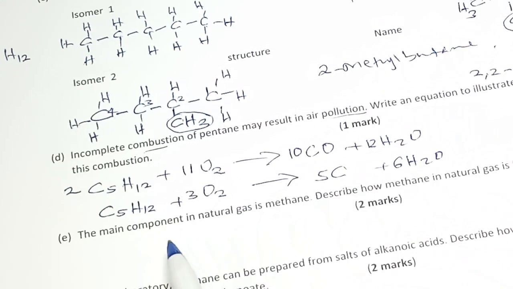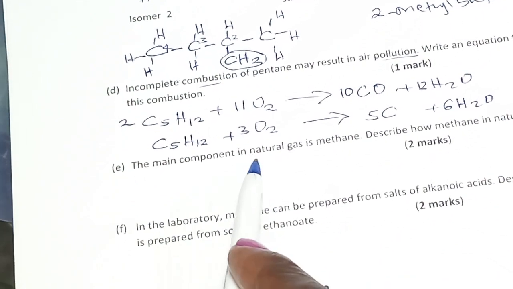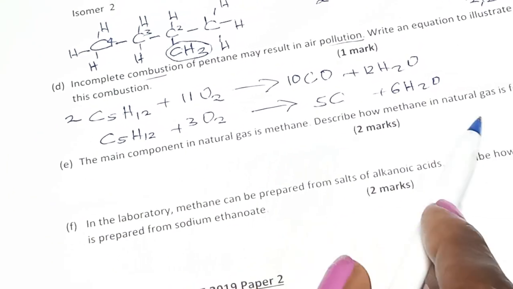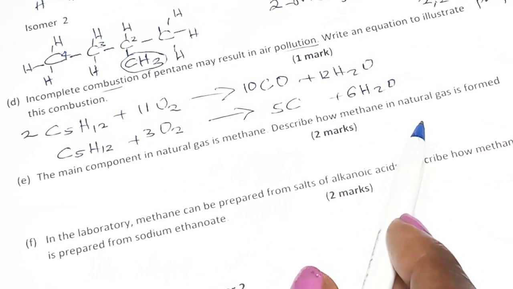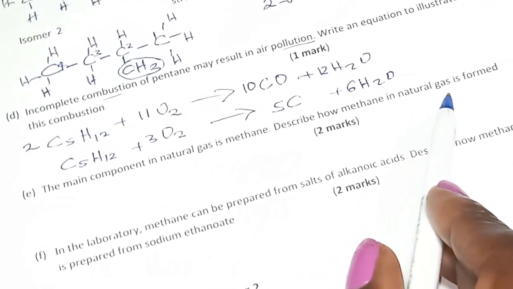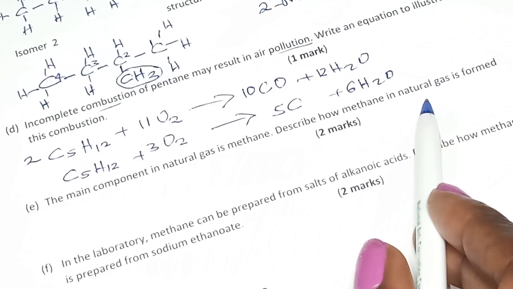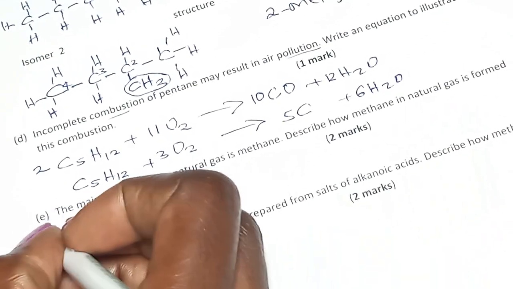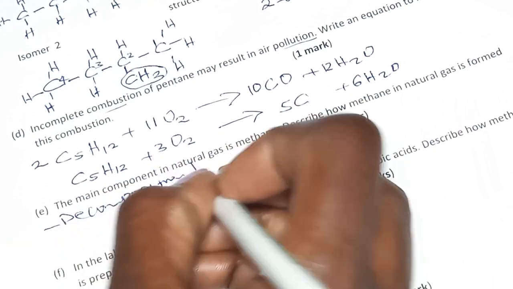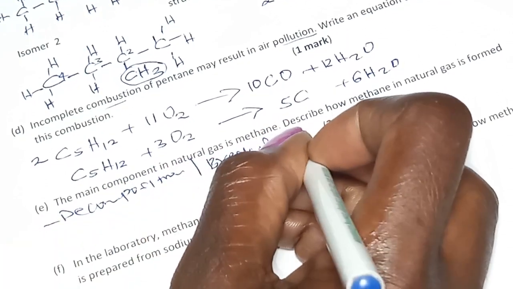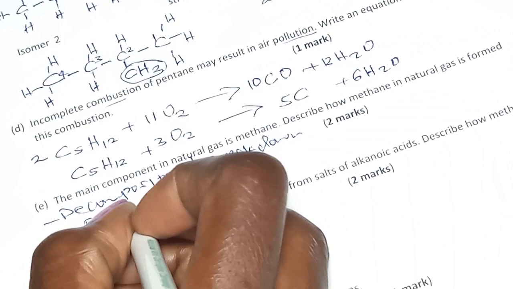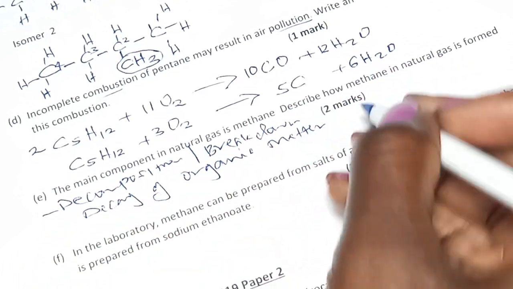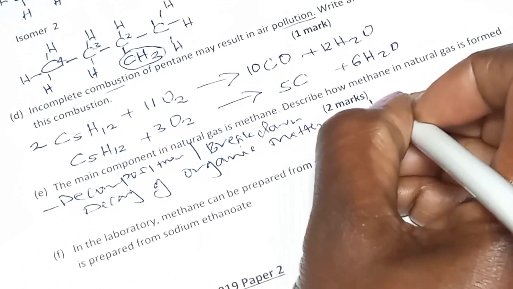Part E, the main component in natural gas is methane. Describe how methane in natural gas is formed. Methane can be formed naturally as a result of decomposition, breakdown or decay of organic matter, usually in the absence of oxygen.